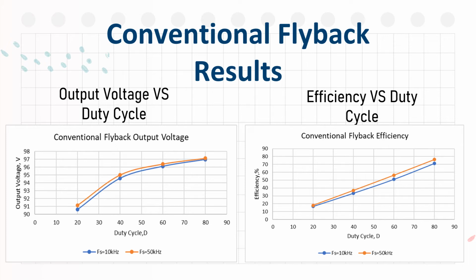On the right side is efficiency versus duty cycle. Same goes for efficiency. As the duty cycle increases, the efficiency also increases. And when the switching frequency is 50 kHz, it produces higher efficiency than switching frequency 10 kHz.